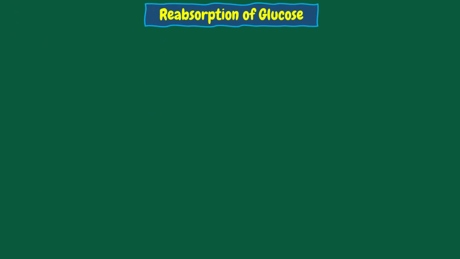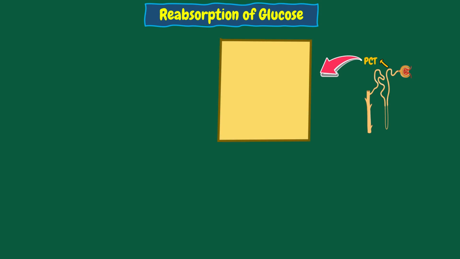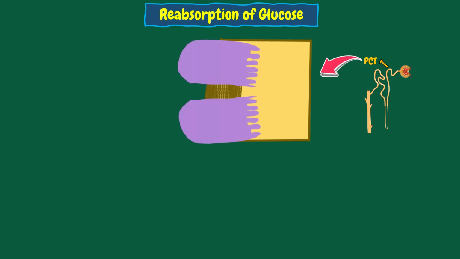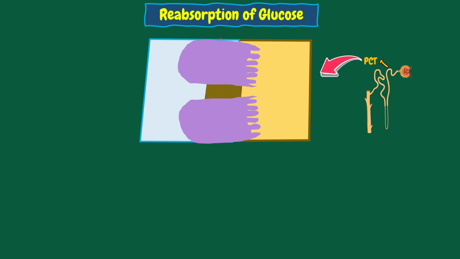Moving towards the reabsorption of glucose. Glucose is completely reabsorbed in the proximal convoluted tubule. As we have discussed, this is the lumen. These are the tubular cells. This is the interstitial fluid. And this is the capillary.